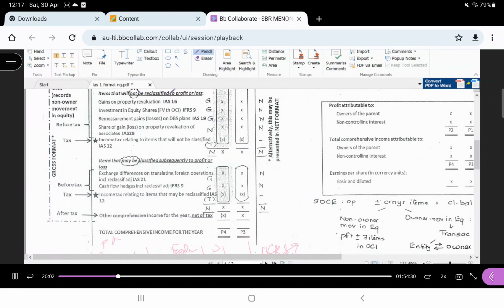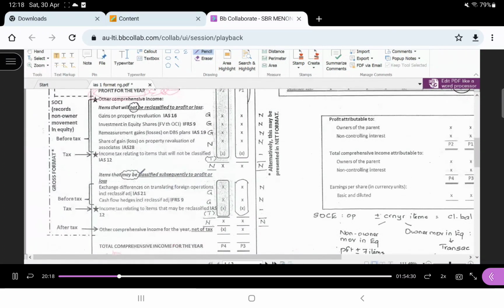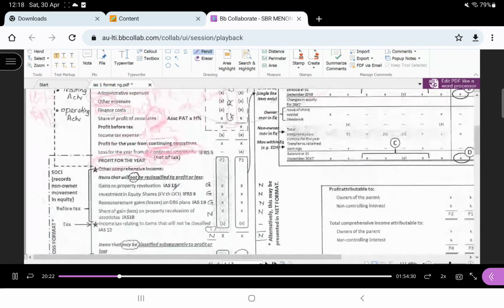Items that will not be reclassified to SOPL, and items that may be. It's optional, it's not compulsory, they may be classified subsequently to profit or loss. So I need you to understand what is a reclassification and what is a transfer to RE. I need you to understand the difference in this terminology.